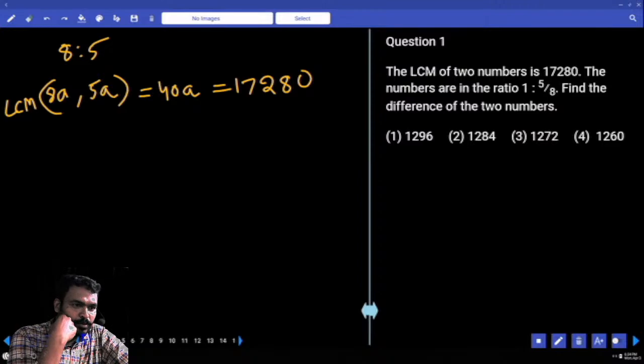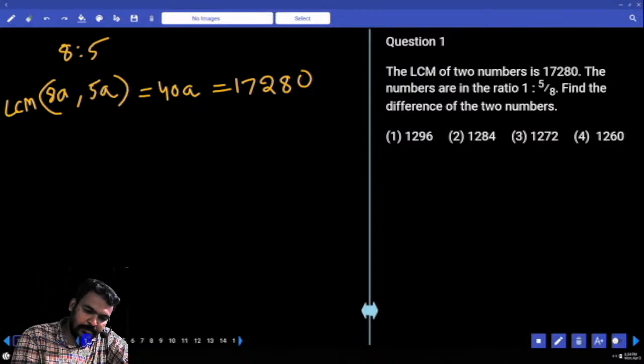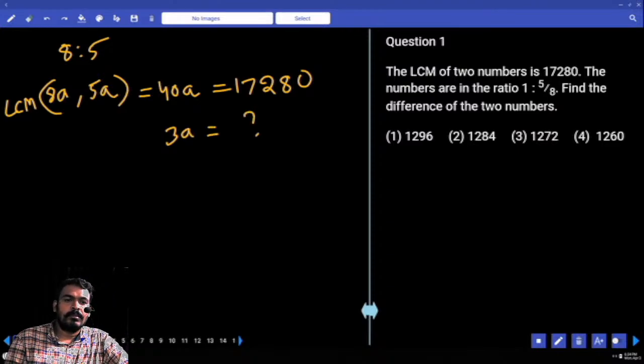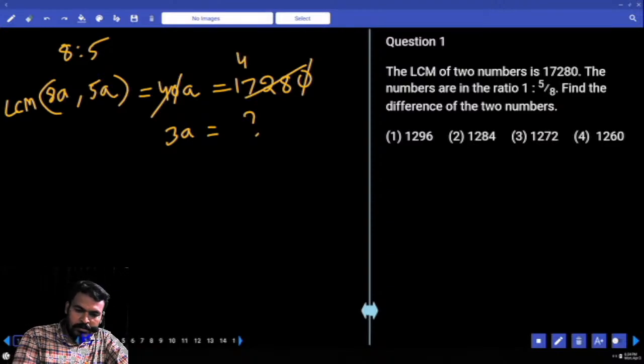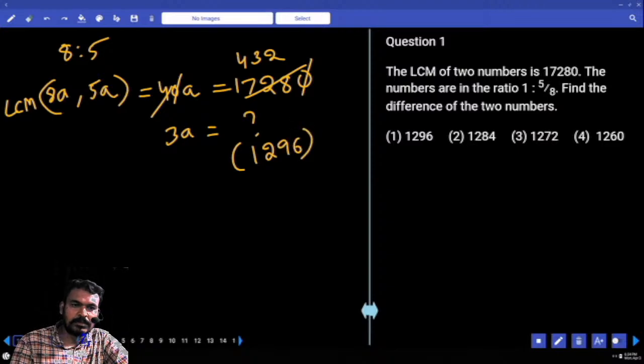What is the question here? Difference of the two numbers. First number 80A, second number 5A. Difference is 3A. Yes or no? Both sides zeros are cancelled. 4 how many times? 4 times. What is the remaining? 3 times. 2 times or not? 432 into 3 is 1296.